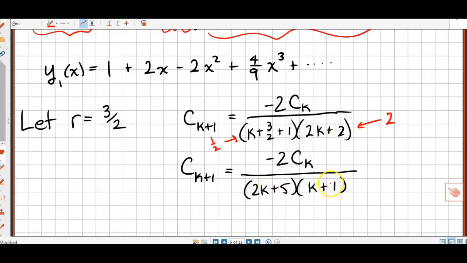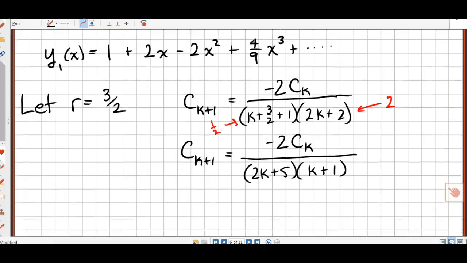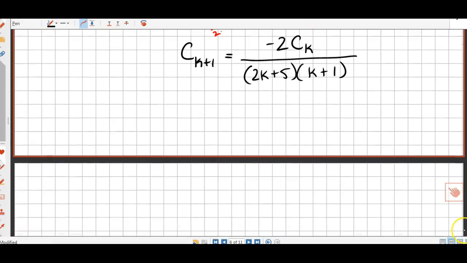And over here, if I factor out a 2, then I get a k plus 1. And then I've got 1/2 times 2 is just going to give me 1. So that'll give me that 2k plus 5 times k plus 1. Once again, that's not necessary. You can just work with the fractions if you want to. All right, so what do we get for coefficients here?